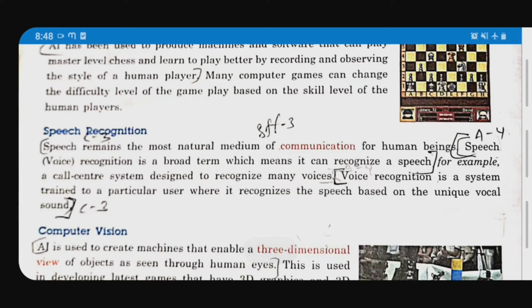Speech is the most natural medium of communication for human beings. Voice recognition is a broad term which means it recognizes speech. For example, a call center system is designed to recognize many voices. Voice recognition is also a system trained to a particular user, where it recognizes the speech based on the unique vocal sound. Next is computer vision.